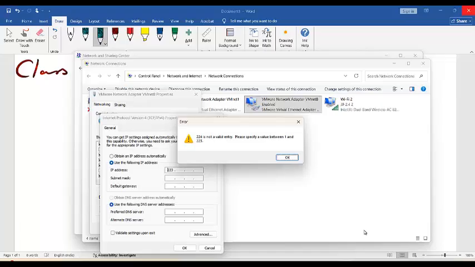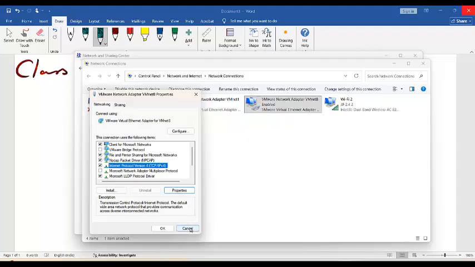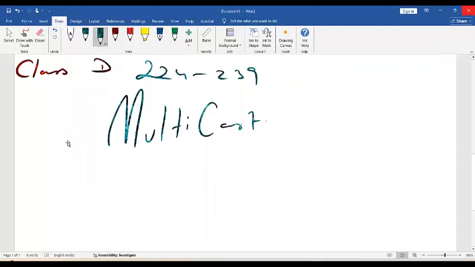That's the range in class A, B, and C, isn't it? Class A starts with 1, class C ends with 223. So we can't have any address in this range 224 to 239. They are meant for a group, not for an individual device. When you come to CCNP, CCIE studies, you will talk about multicast again. Now, class D, you should know that this is a multicast range.